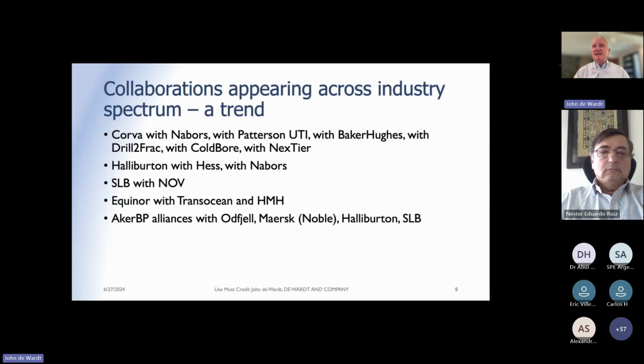The other one that I think is really interesting, if you want to follow what's happening in digitalization and automation, is Aker BP's alliances with Odfjell for drilling and Maersk, which is now Noble, for drilling, 2 different types of rigs, and then both Halliburton and Schlumberger, and they are making significant advances.